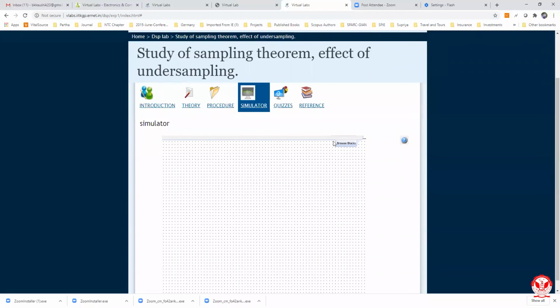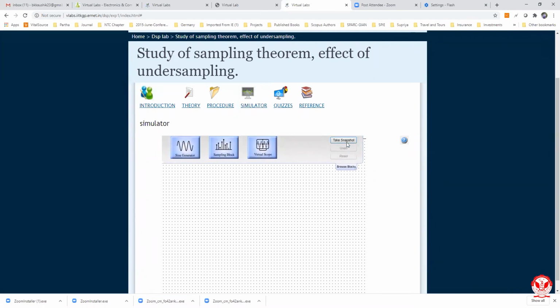So we see here the array of pixels that remind us of breadboard. So we proceed through this browse blocks button. First click on browse blocks. And a window pops up here that contains 3 blocks. First one is sine generator. Second one is sampling block. Third one is virtual scope.